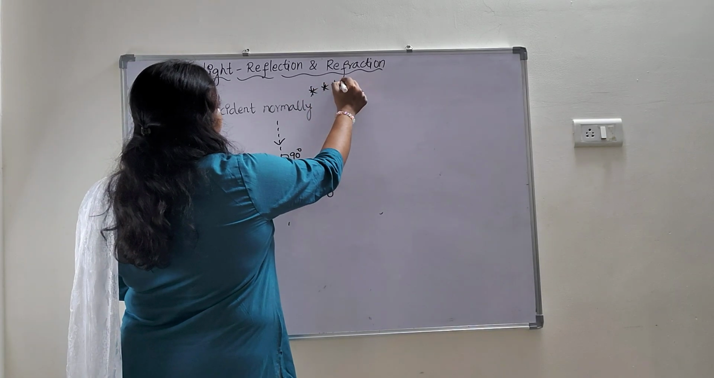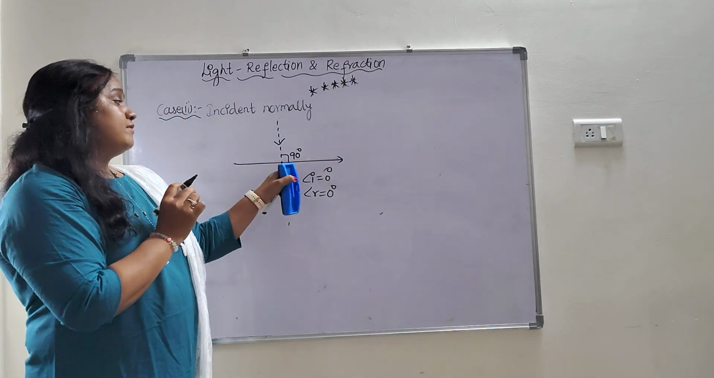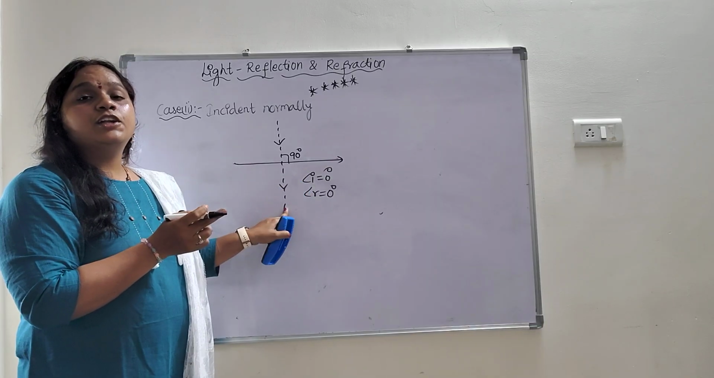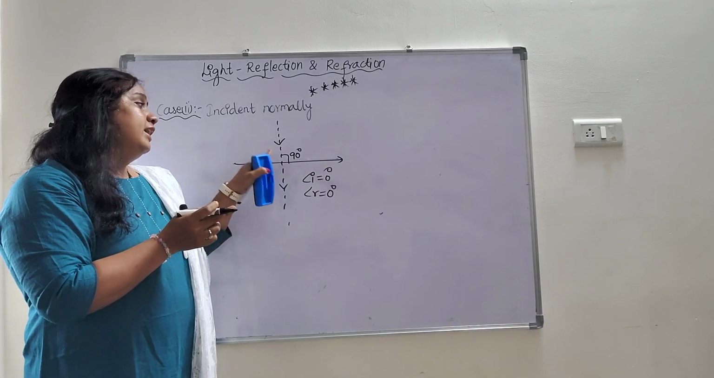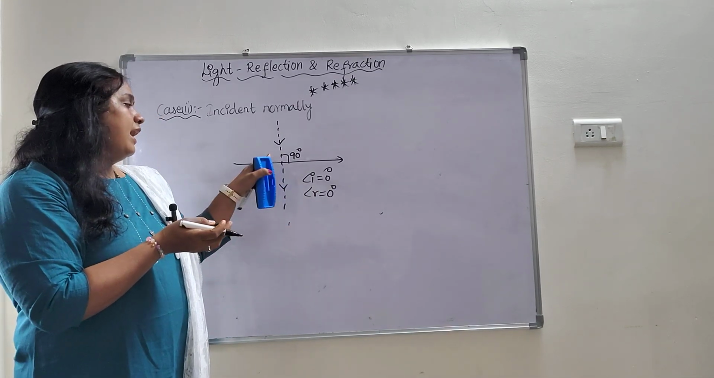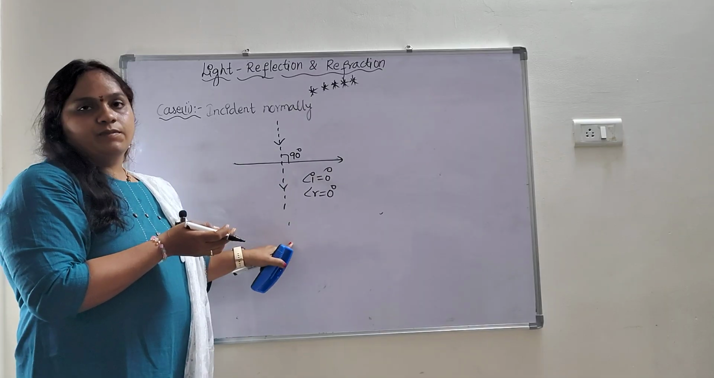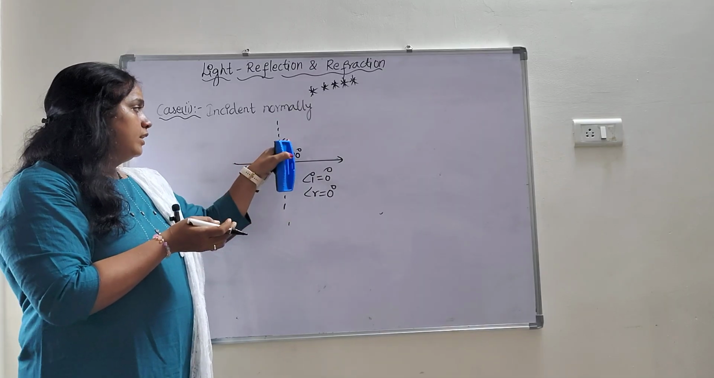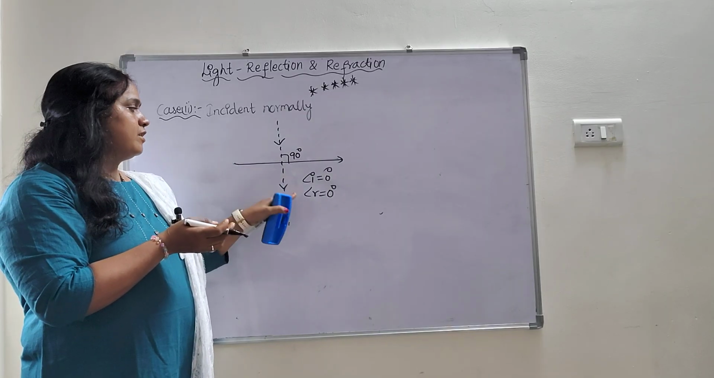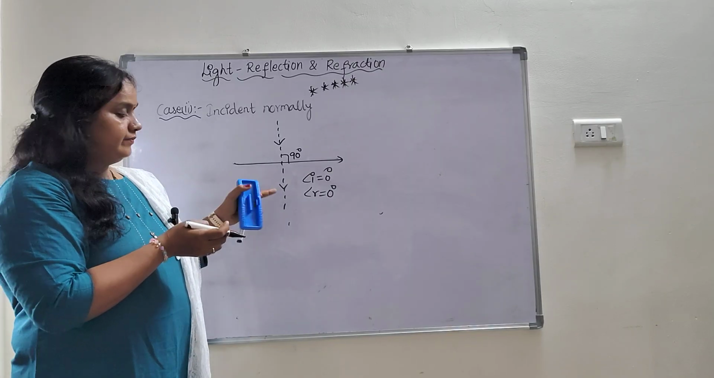Very, very important. When a ray of light is incident normally, its value will be 90 degrees. It passes undeviated, either moving from rarer to denser or denser to rarer. Its angle of incidence will be 0, angle of refraction also 0. And here it passes undeviated. These are the arrow marks. You need to place these arrow marks properly. If you are not placing them properly, this will be wrong. Understood? Is it clear?